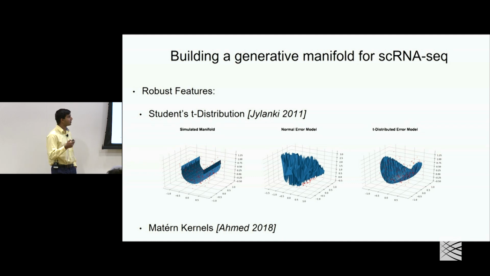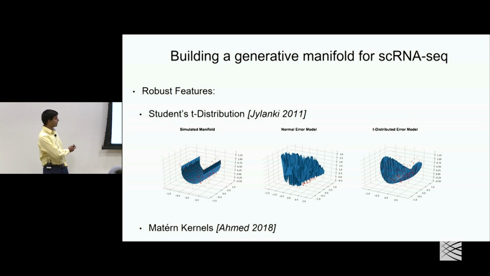So we want to build a generative model that can do all these things. And because we have noisy biological data, we especially want to incorporate some robust features. Robustness just means that given outliers, you can discard those outliers and still learn the true model. So one thing we use is a student t-distribution as our error model.